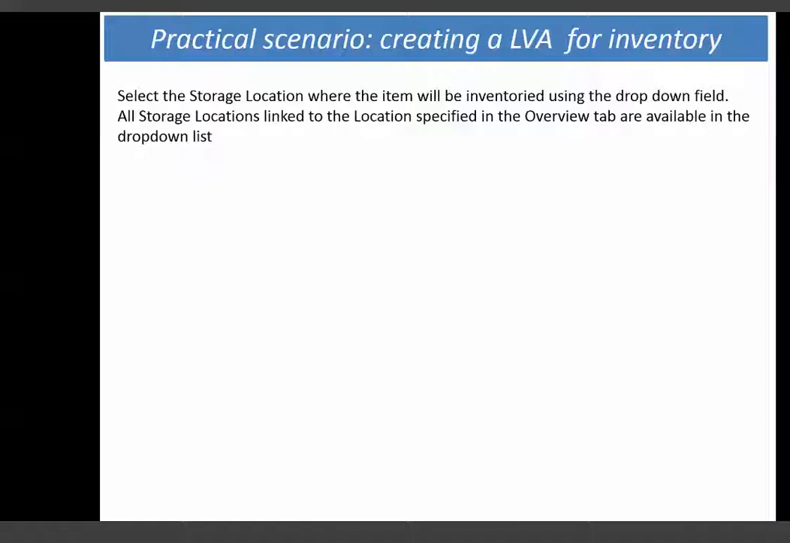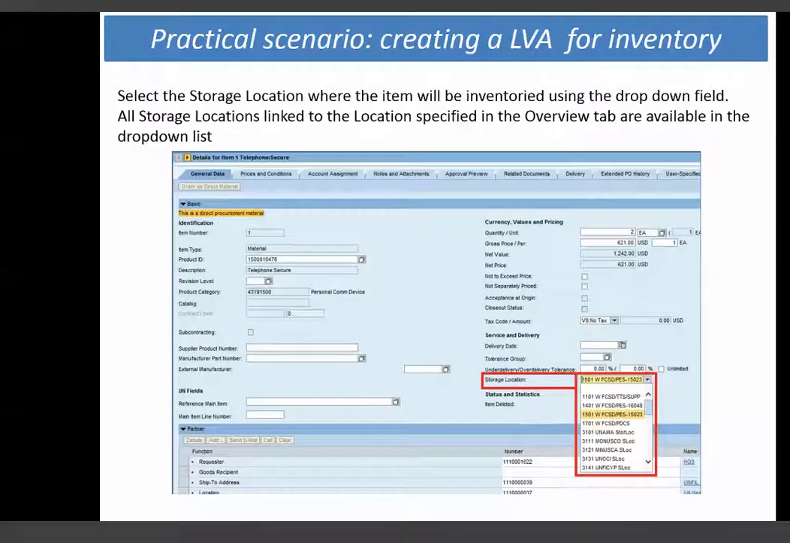Select the storage location where the item will be inventoried using the drop-down field. All storage locations linked to the location specified in the overview tab are available in the drop-down list. So they will depend, I mean, we are working in a mission, so we will always select the location that corresponds to our mission, and we will select the storage locations available for our mission, basically.